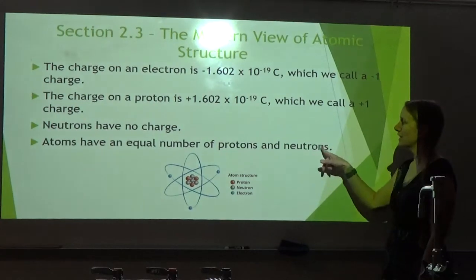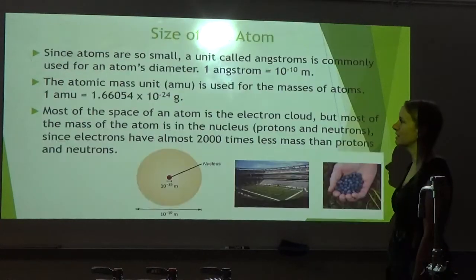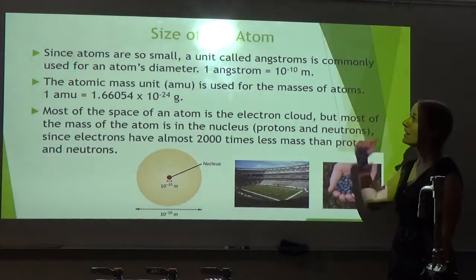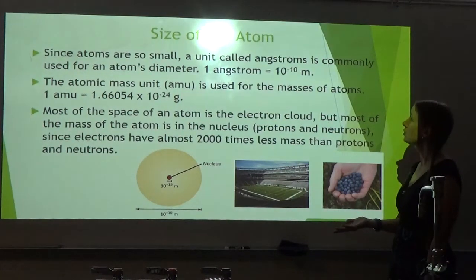Oh gosh, that should say electrons. My goodness, I need to go in there and change that. So since atoms are so small, a unit called angstroms is commonly used for an atom's diameter.